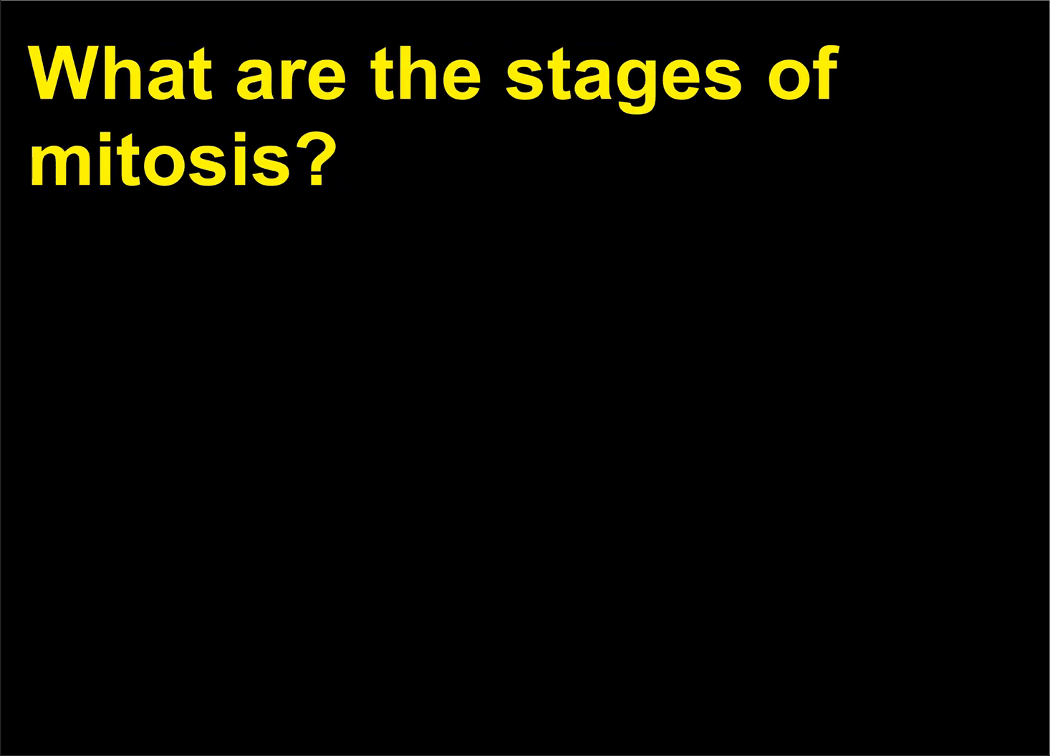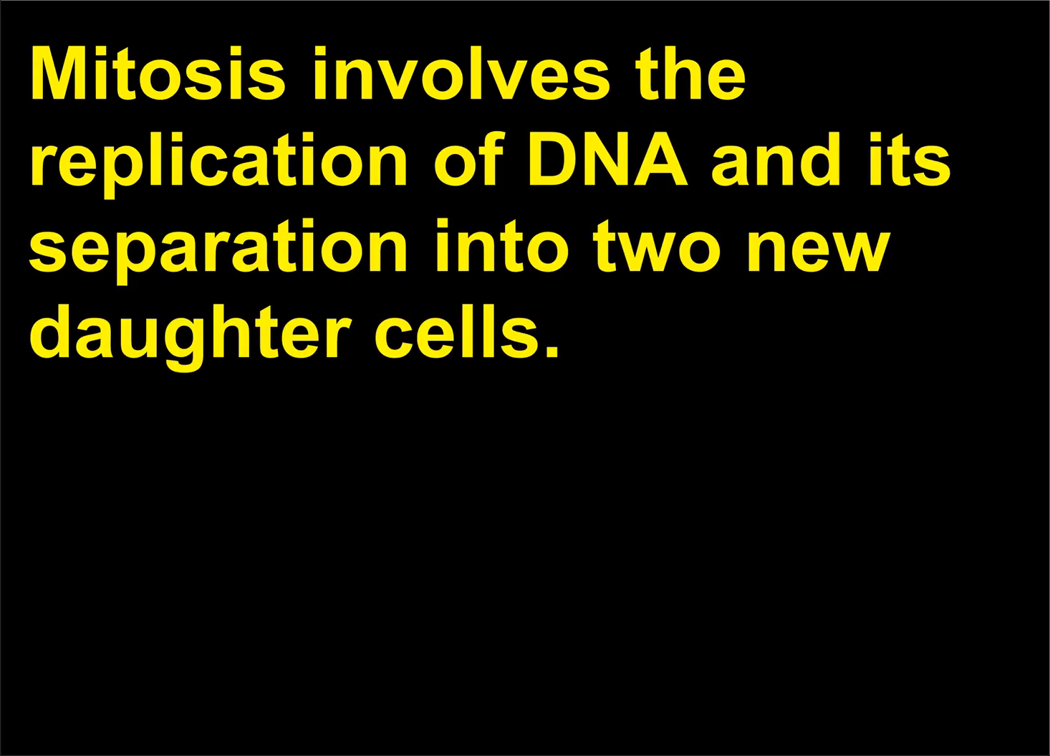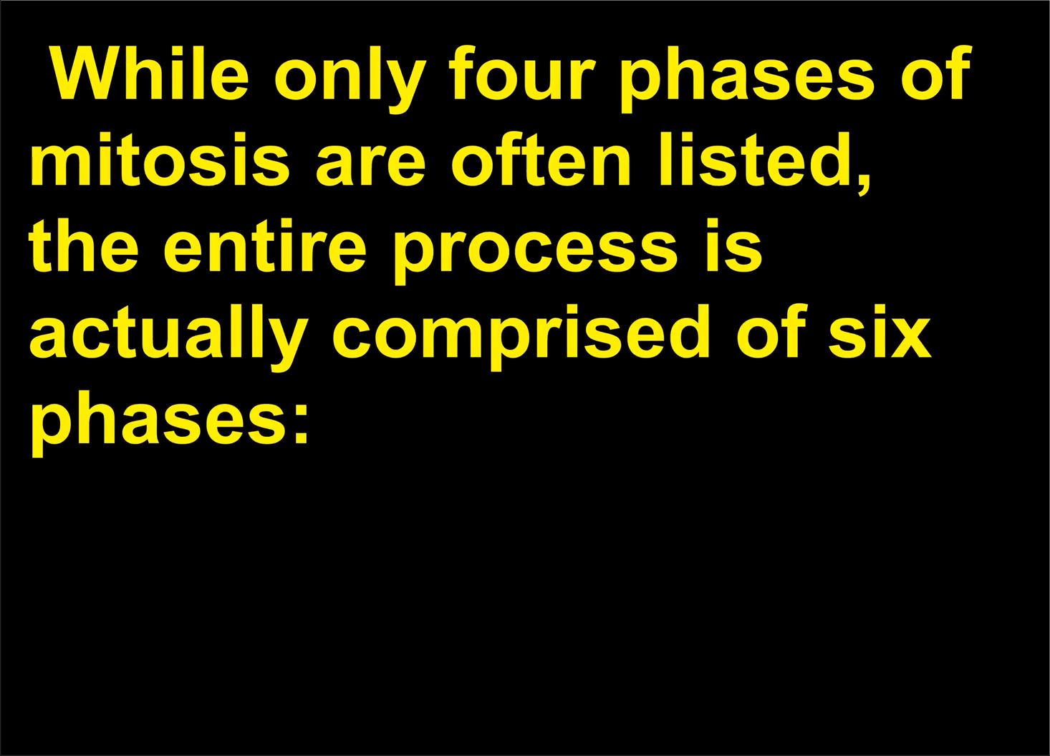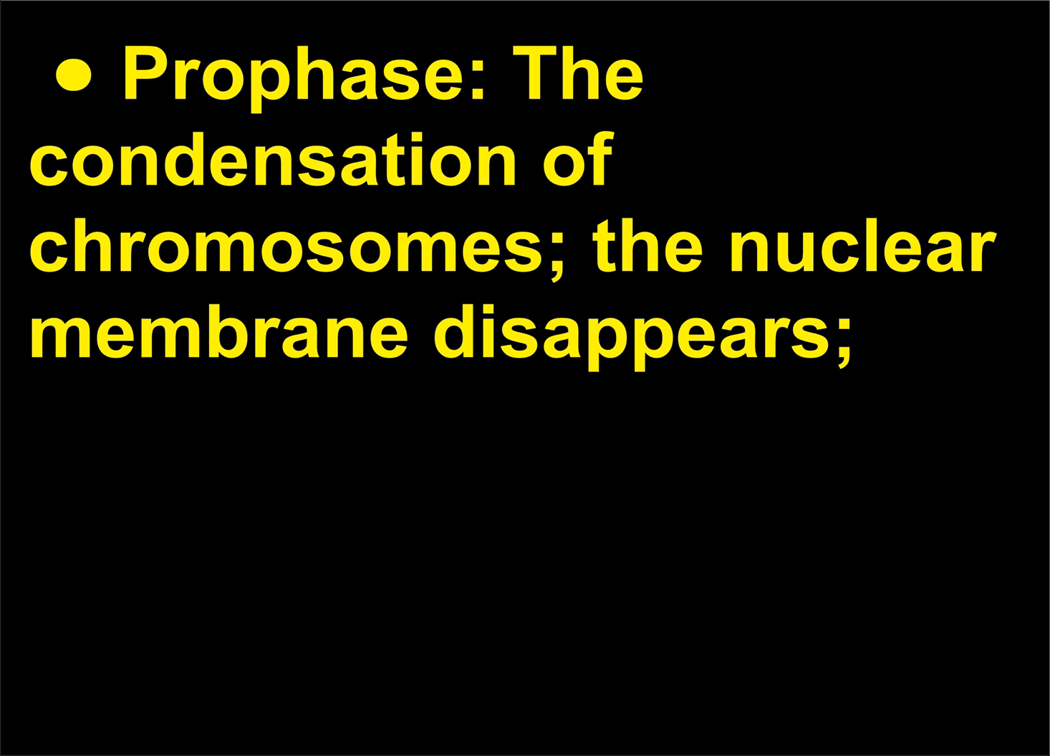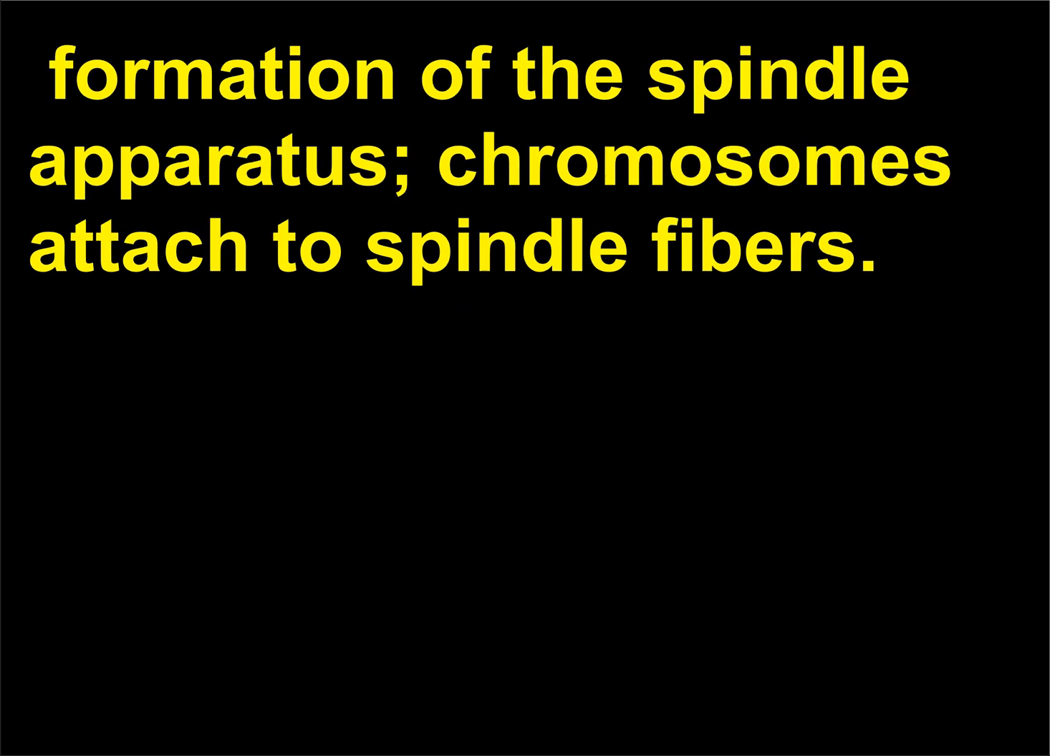What are the stages of mitosis? Mitosis involves the replication of DNA and its separation into two new daughter cells. While only 4 phases of mitosis are often listed, the entire process is actually comprised of 6 phases. Interphase involves extensive preparation for the division process. Prophase: the condensation of chromosomes, the nuclear membrane disappears, the spindle apparatus forms, and chromosomes attach to spindle fibers.